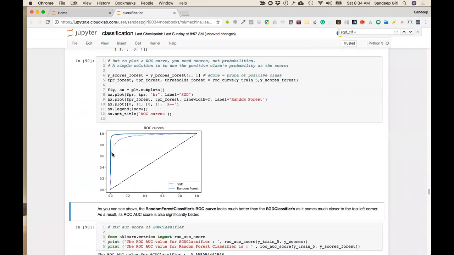Which one has the biggest area out of the three? This is the random line, the straight line for the purely random one. This is the SGD classifier, and this one is the random forest classifier. So which one has the maximum area under the curve? Correct, the random forest one.